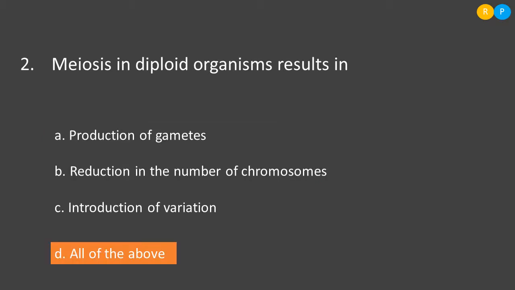Now our second question. Meiosis in diploid organisms results in. So meiosis is called a reductional division because the number of chromosomes present in the daughter cell is half the number that is carried from the parental cell. Because of the half number of chromosomes carried to the daughter cell, the division is called a reductional division.